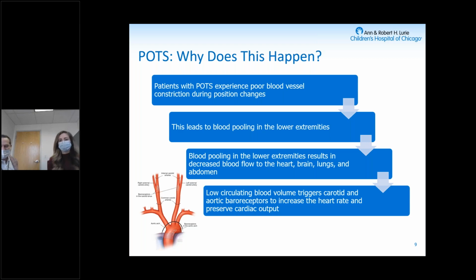POTS is theorized to be caused by an exaggerated autonomic nervous system with increased blood vessel constriction and increased heart rate response to these changes in circulating blood volume that I just mentioned. Again, when a patient goes from a supine to standing position, blood pools in the lower extremities. This causes peripheral vasoconstriction in different organ systems. These systems involve the brain, the lungs, the abdomen, and can often explain a lot of the symptoms that we describe. And then additionally, there are baroreceptors that we know about in the carotid arteries and the aortic arch that recognize this decrease in circulating blood volume and actually cause an increase in the heart rate.